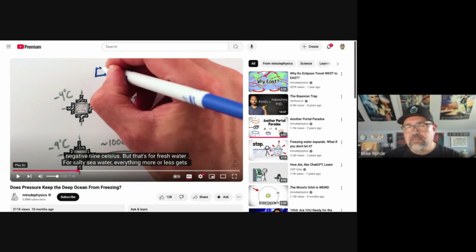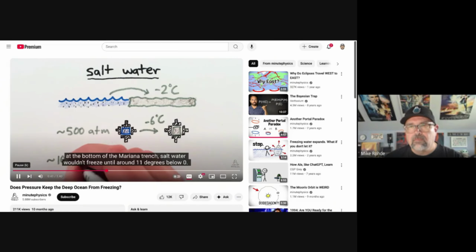Celsius. But that's for fresh water. For salty seawater, everything more or less gets shifted colder. On the ocean's surface, salt water doesn't freeze until around 2 degrees Celsius below zero. At 500 times atmospheric pressure, salt water doesn't freeze until around 6 degrees Celsius below zero. And at the bottom of the Mariana Trench, salt water wouldn't freeze until around 11 degrees below zero.